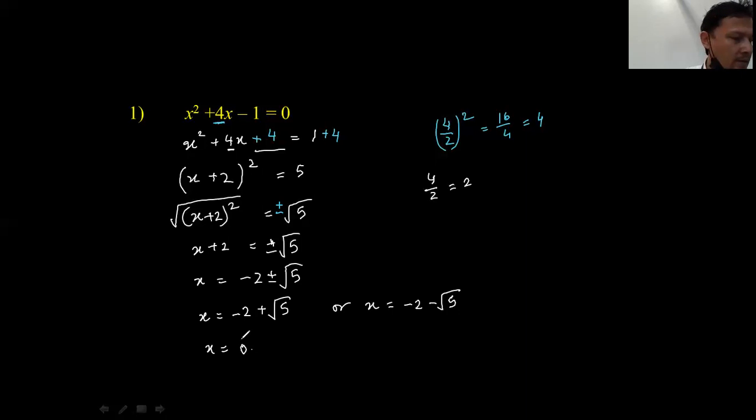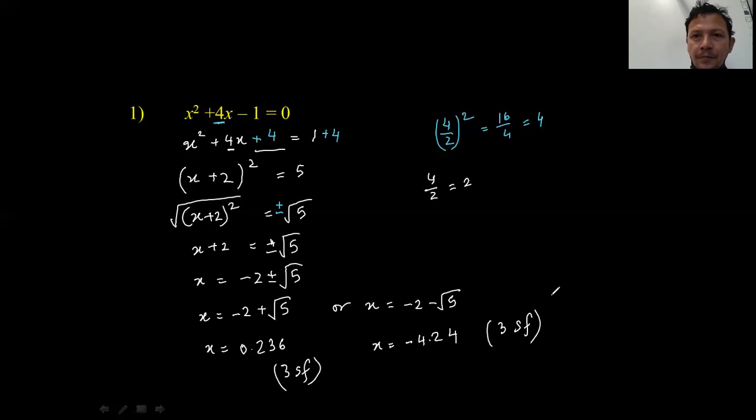0.2360679. So let's round it to 3 significant figures: 0.236. This has been rounded to 3 significant figures. And then there we go. x equal to negative 4.24, to 3 significant figures.